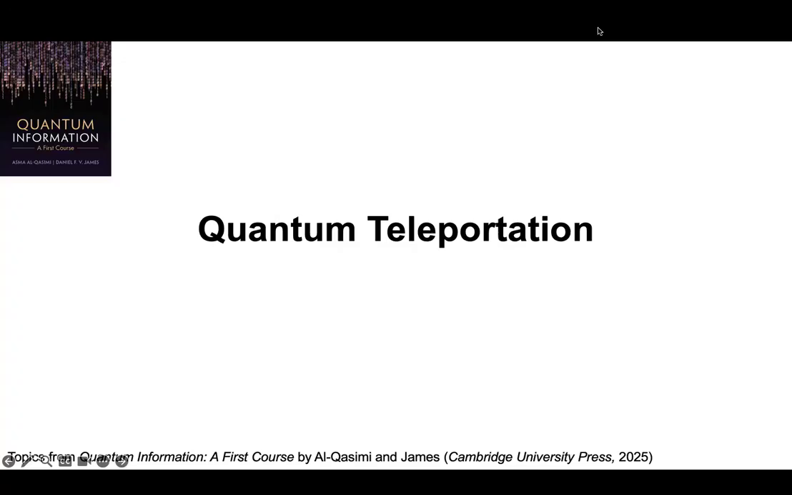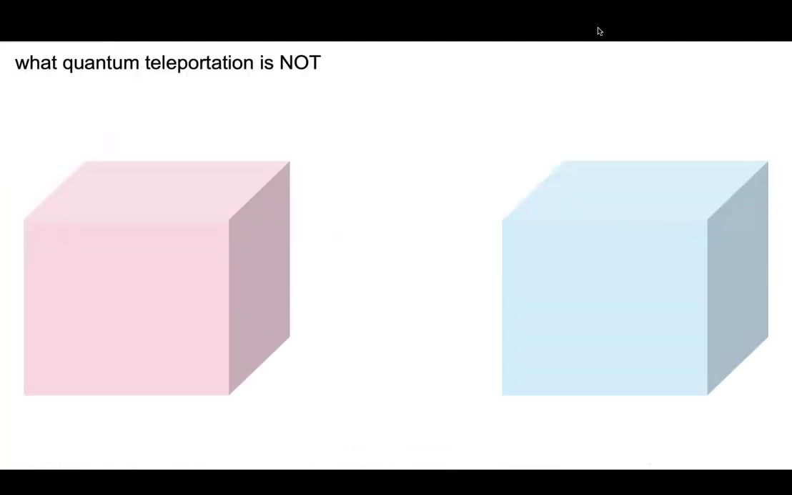Hello, everyone. Today we will be talking about quantum teleportation. Let's start by talking about what it isn't. Well, it is not the situation where we have a qubit or any other quantum object in a box that we make disappear and reappear in another box. What it is, is the transfer of the state of a qubit to another qubit.